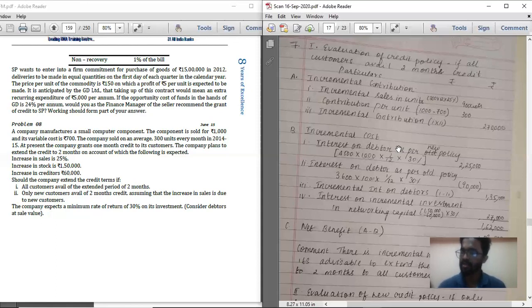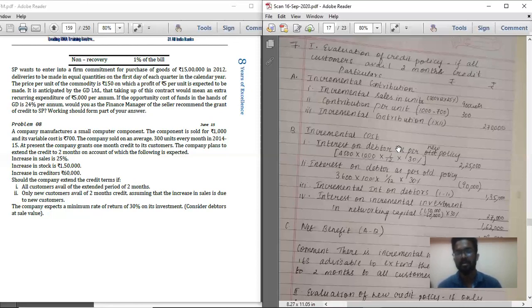Now calculate the total incremental contribution. 900 into 300, that is 2,70,000. Below that, underline it, and in the outer amount column put 2,70,000. Total it, and in respect of the 2,70,000, put small Roman number 3, incremental contribution, within bracket small Roman number 1 into small Roman number 2. So the incremental contribution is 2,70,000. Below that, leave one line gap and record capital B.